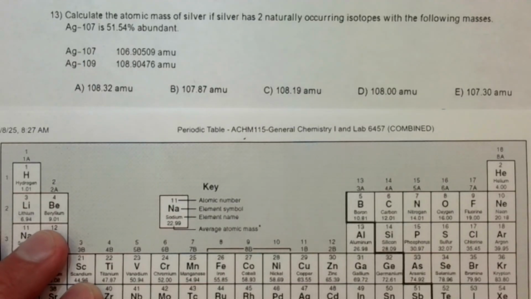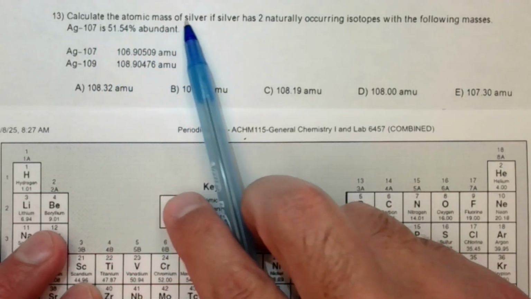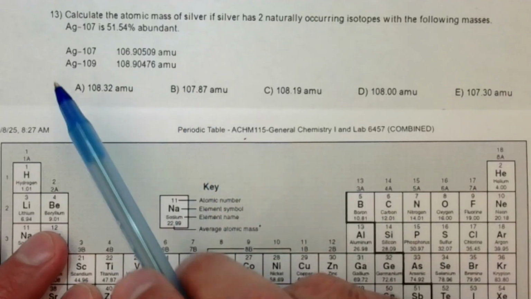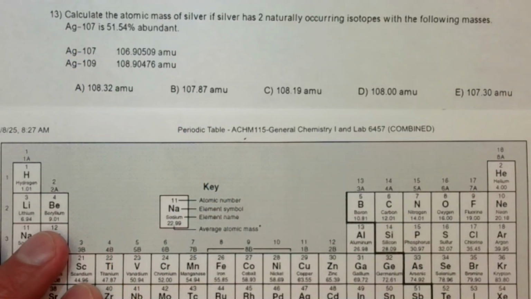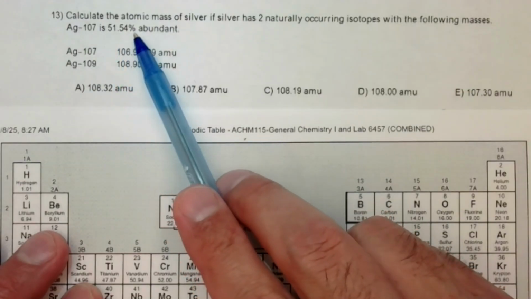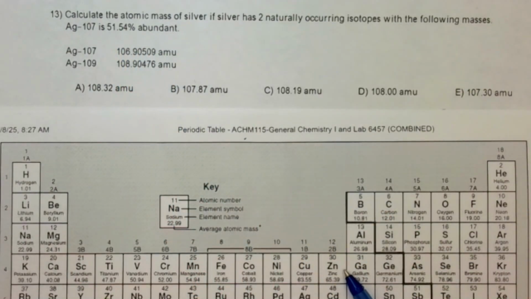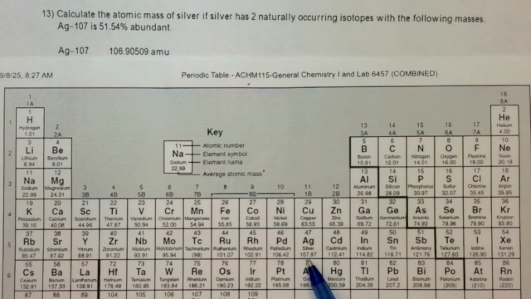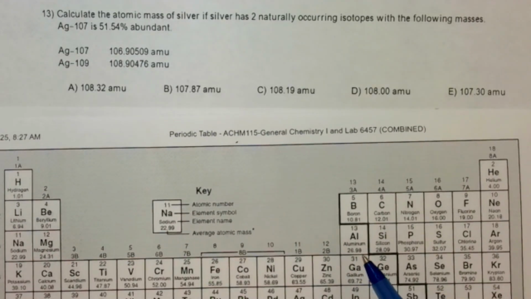All right, the next one is an average atomic mass problem. It says calculate the average atomic mass of silver if silver has two naturally occurring isotopes with the following masses, and Ag107 is 51.54% abundant. So if we look at our periodic table and we go here to silver, we can see that the average atomic mass is 107.87, and that is actually the answer.